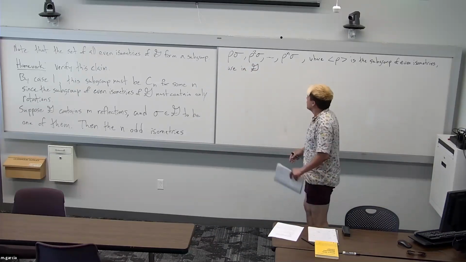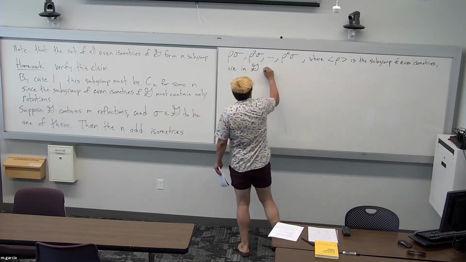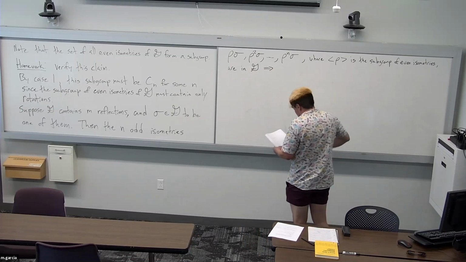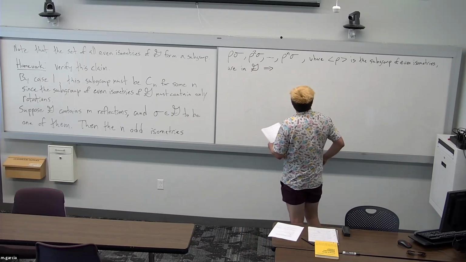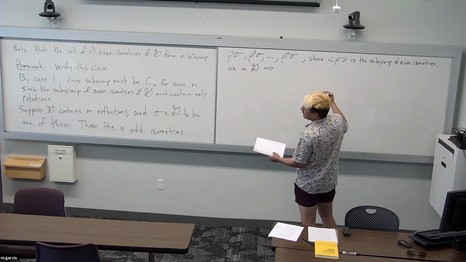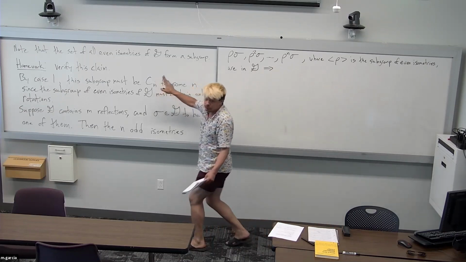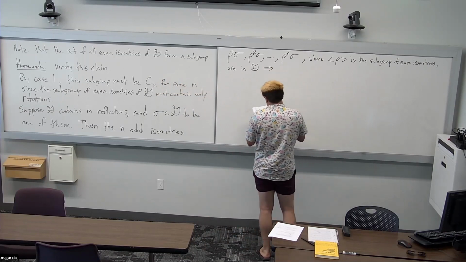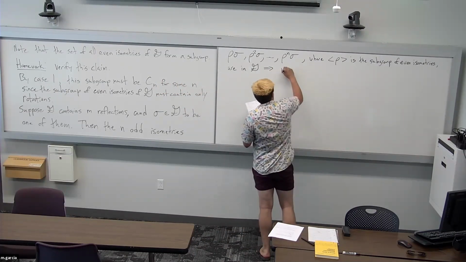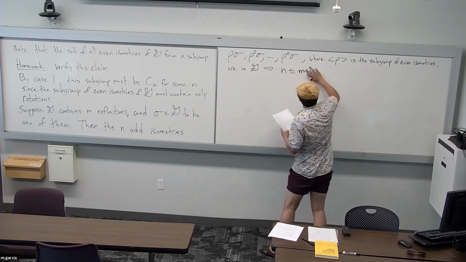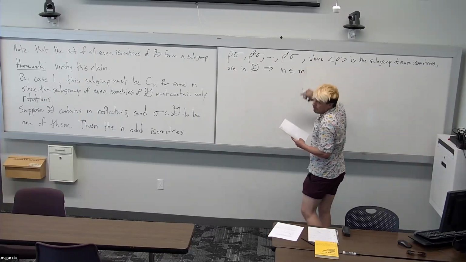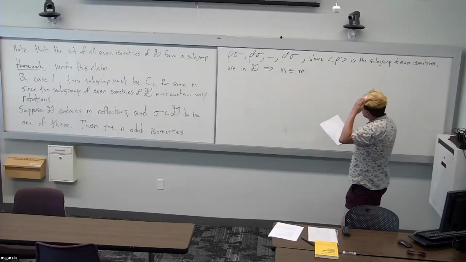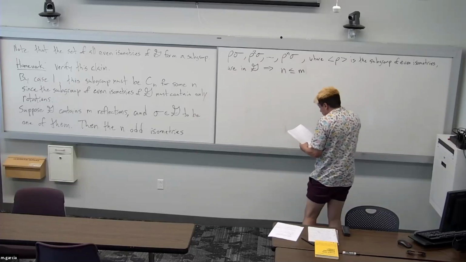Right? So what does this tell me? This tells me that, oh, I'm sorry. Did I? Yeah, okay, I did. Cn for some n. What this tells me is that n is less than or equal to m. Right? Okay.